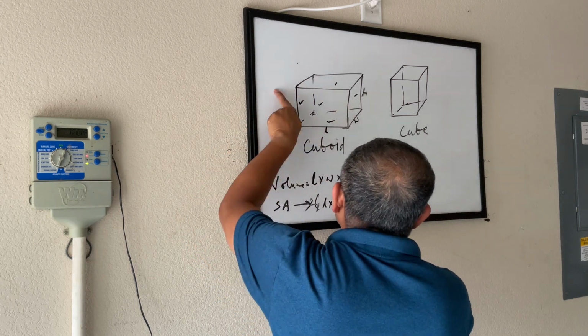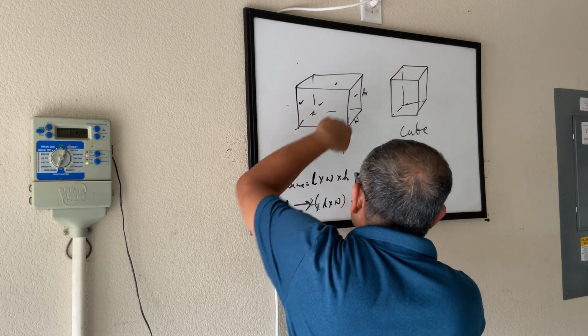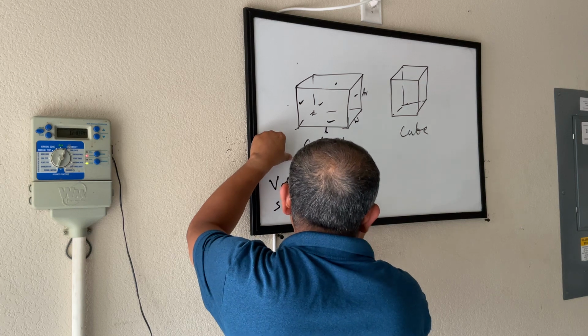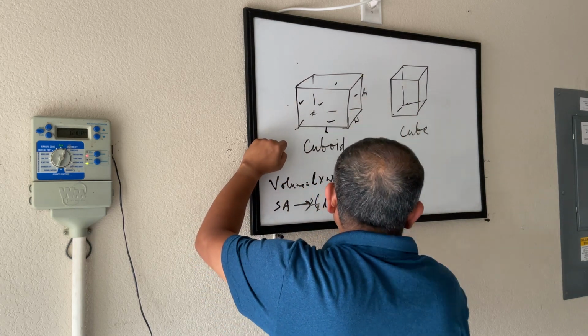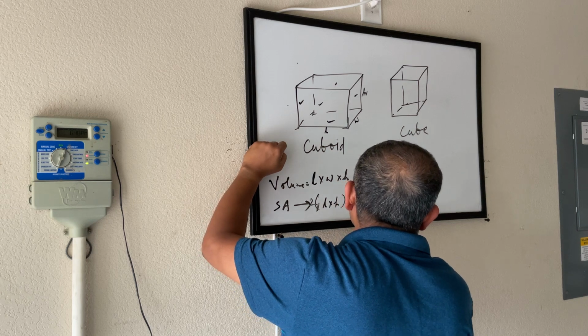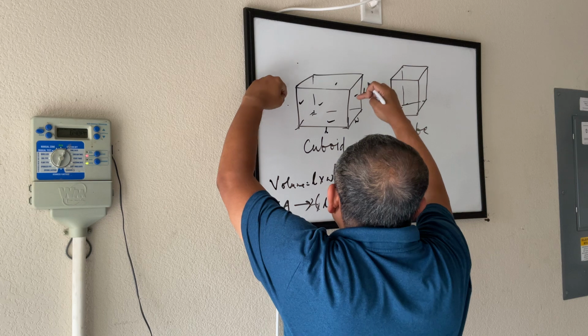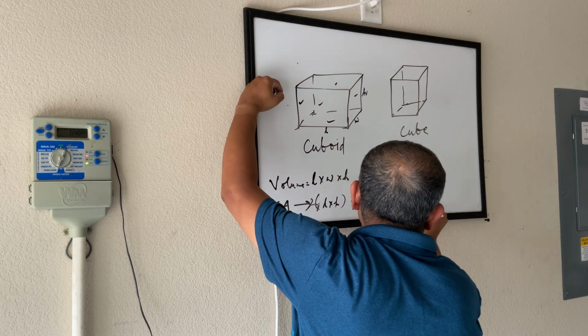Second pair of sides is made of length and height. So this is length and this is height: length into height, 2 times length and height. Then this is width and height, so 2 times width and height. And then you have this one, which is length and width. Again, 2 times length into width.